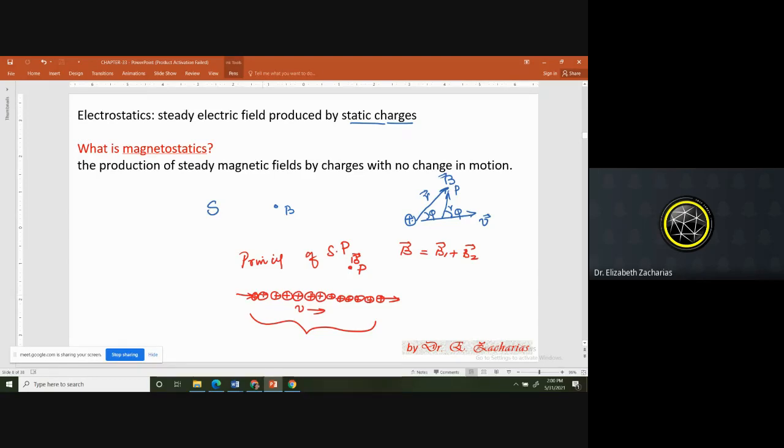So essentially what am I getting? I am getting a magnetostatic situation. Did you understand what I'm saying? Yes or no? Should I explain it again?